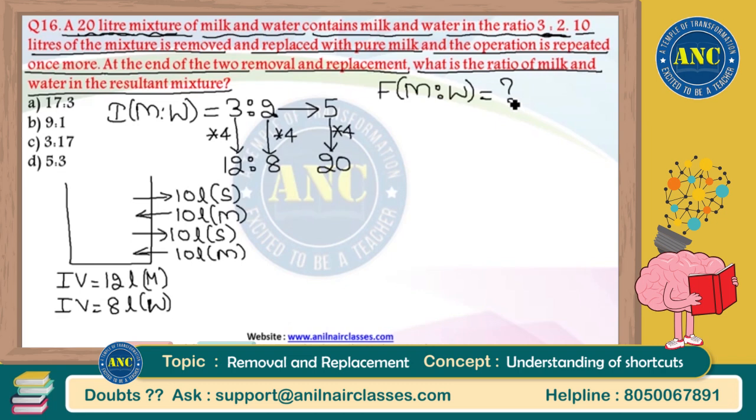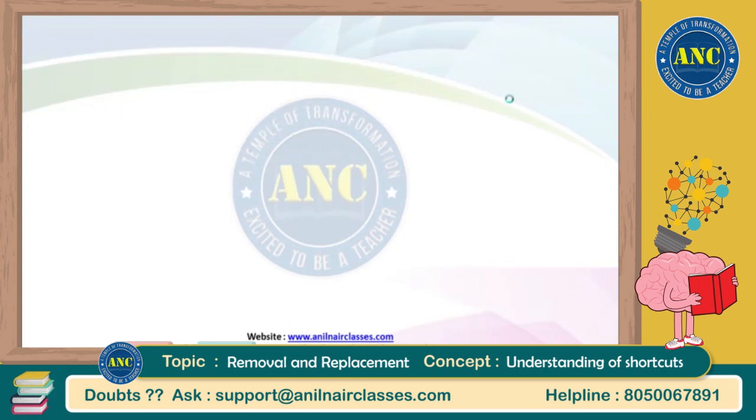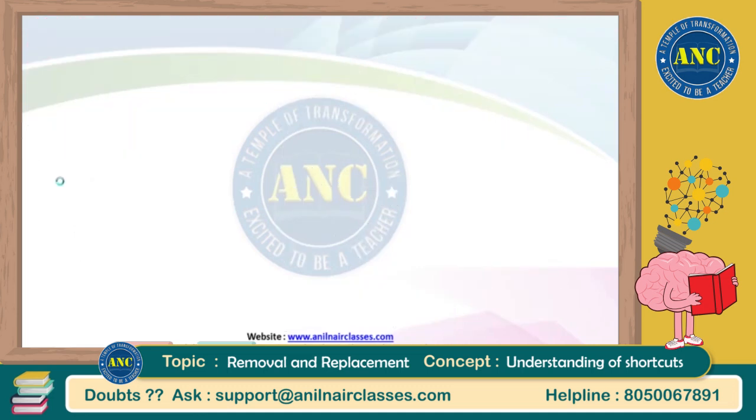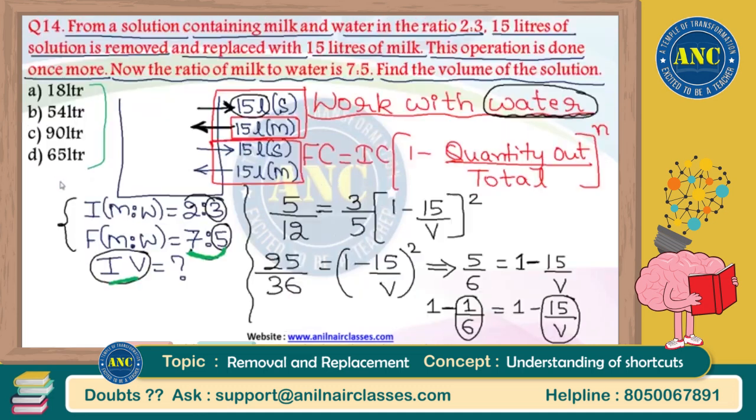Now, think a little logically, sir. If I observe question number 15, let me show that question. In question number 15, I used this method: final concentration is equal to initial concentration, something like that. Why did I use this method? Because I don't know the initial volume in the question. It is not given in the question. Similarly, if I observe question number 14, the initial volume itself is what is asked in the question. So I used this kind of methodology.